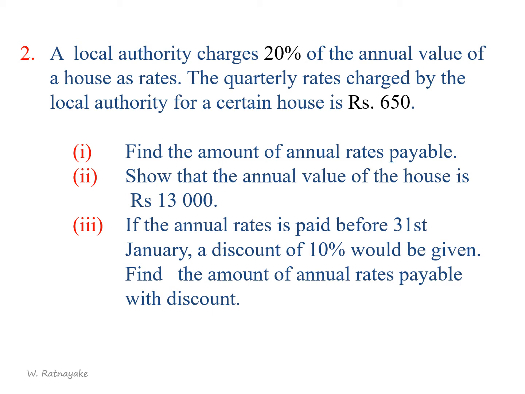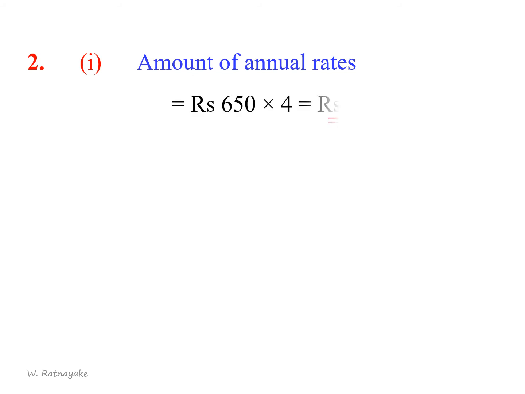Now here, quarterly rates is given as rupees 650. Therefore, to find the annual rates, note that quarterly rates means 1/4 of the annual rates. So we have to multiply the quarterly rates by 4, then you get rupees 2,600 as the annual rates.